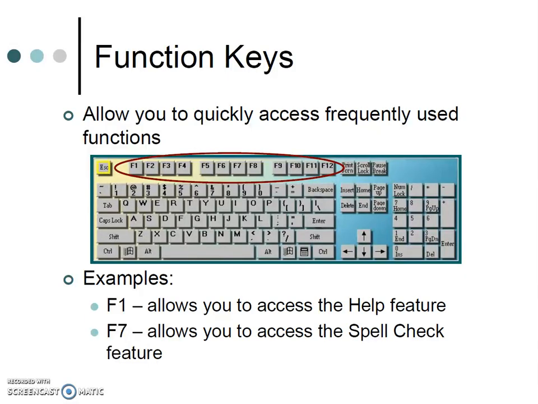And then you've got the function keys along the top. Now the function keys do different things depending on what software you're in or whether you're not in software at all. So some examples to use within Microsoft Word is F1 allows you to access the help feature. So if you can't figure something out, you hit F1, you get the help feature and you can search within there and hopefully find what you're looking for.